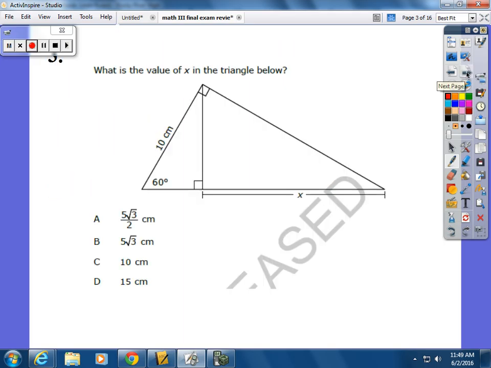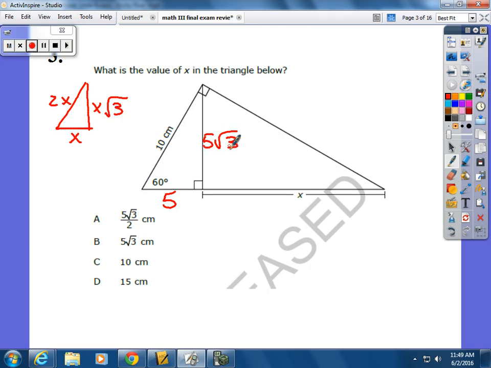Number 3. This is going to involve special right triangles. So I have the first 30, 60, 90 right triangle here, and I know that this side length is 10. So this is the hypotenuse. I know that the short leg is half the hypotenuse because in a 30, 60, 90, we have x, 2x, and x root 3 for our ratios. So if this is 10, that's my hypotenuse. This is going to be half of that, or 5, which makes this 5 root 3.